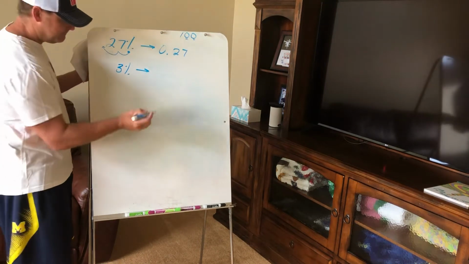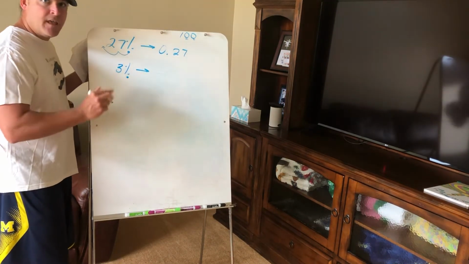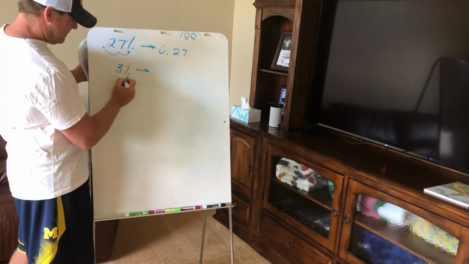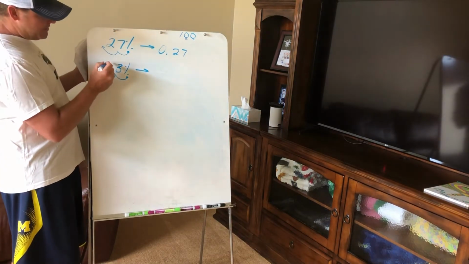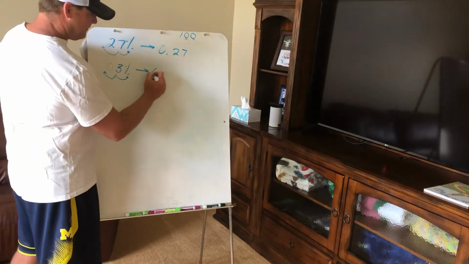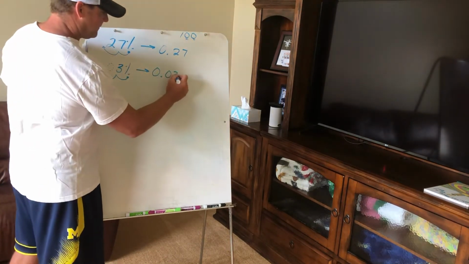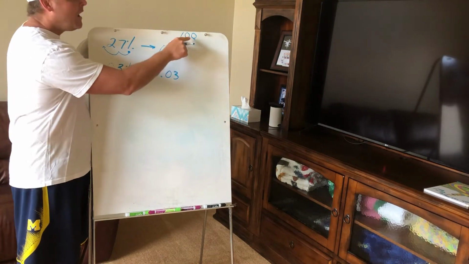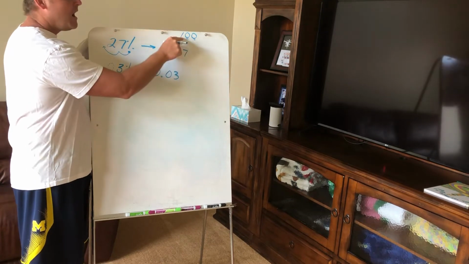Percent. Replace the percent with a decimal and move the decimal 2 places to the left. Now, because there's no number here, you have to add a 0. So our answer is 0.03. Now, how do we say this number? 27 hundredths. How do we say this number? 3 hundredths.